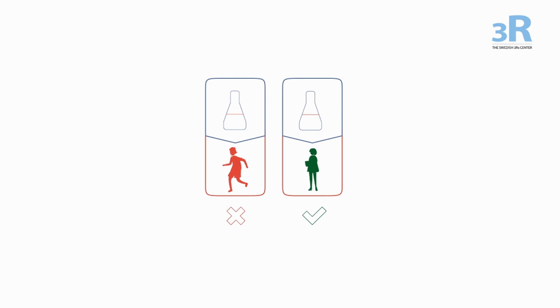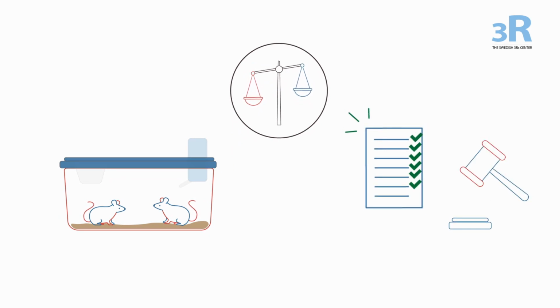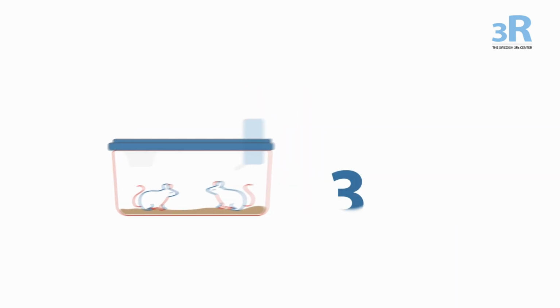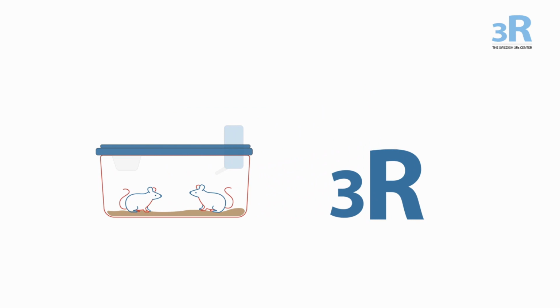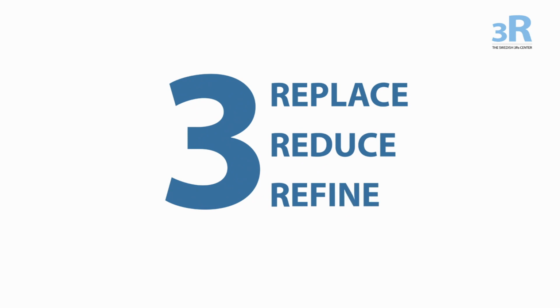There are, of course, ethical aspects to consider on animal testing. All experiments must undergo review and approval by an ethics committee before start. The committee shall assess the benefits of the experiment against the animal's suffering. The concept of 3R is globally recognized in animal research. 3R stands for replace, reduce, and refine animal experiments.